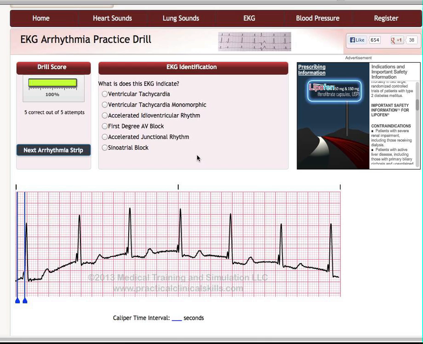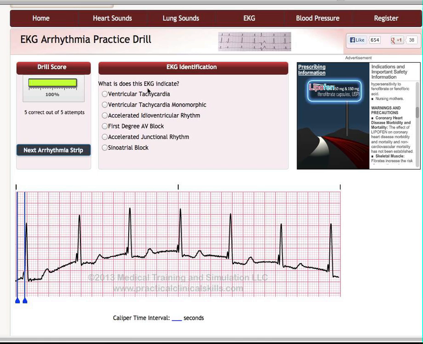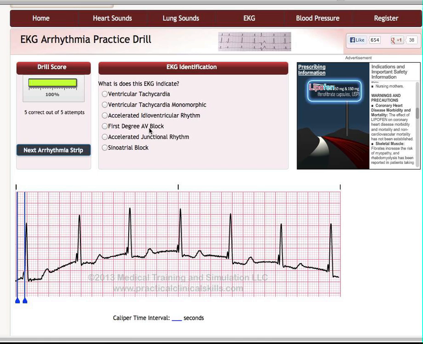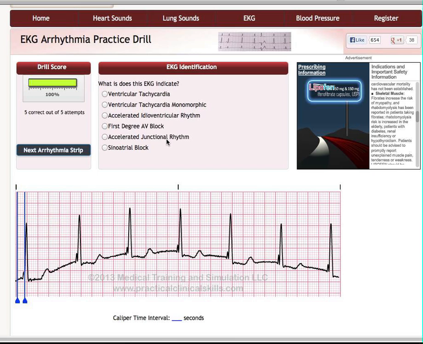So let's go up here and let's try to rule out some rhythms. So sinoatrial block. Well, I mean with an SA block you're going to have an extremely slow rhythm, if any rhythm at all. So it's not an SA block. Tachycardia, well we know these two aren't right because it's not a tachycardia. First degree AV, well we don't have any P waves, so it can't be a first degree AV block. So the only two that we're between now is accelerated idioventricular and accelerated junctional.